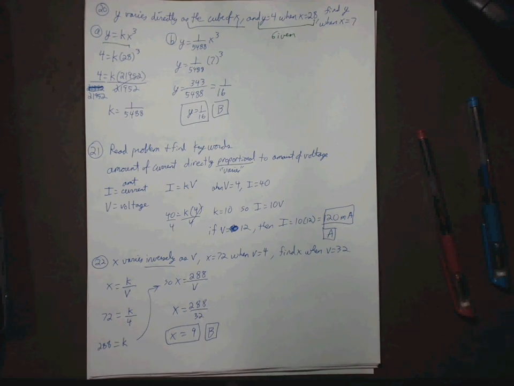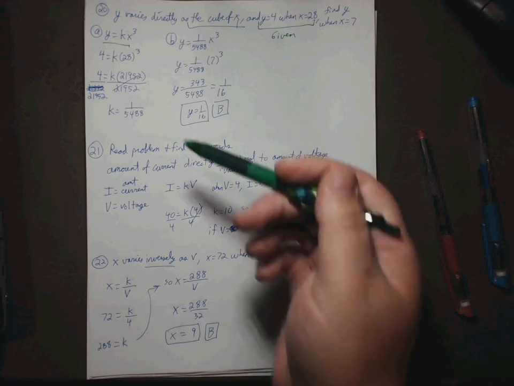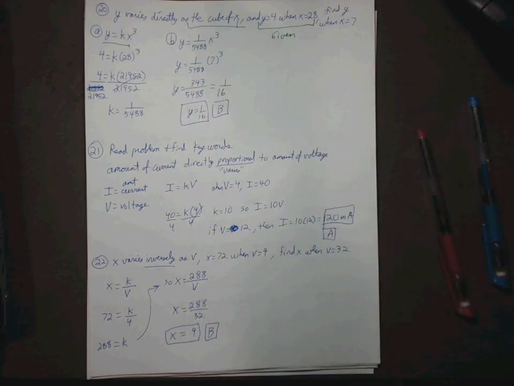I'll read it out loud. If the resistance in an electrical circuit is held constant, the amount of current flowing through the circuit is directly proportional to the amount of voltage applied to the circuit. When 4 volts are applied to the circuit, 40 milliamperes of current flow through the circuit. Find the new current if the voltage is increased to 12 volts. They told you exactly the same stuff as in like number 20. Okay? They just spread it out into a bunch of words.